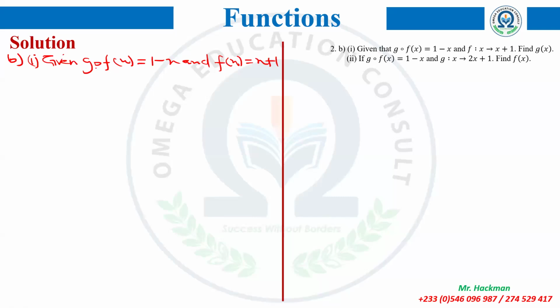Or better still, you ask yourself, g of f of x means I feed g with f of x. Do I have g that I can feed? The answer is a big no. So I have to use the inverse approach. My outer function, g of x, will be equal to the composite function fed with the inverse of the inner function. So it will be your composite function, g of f, fed with f inverse of x.